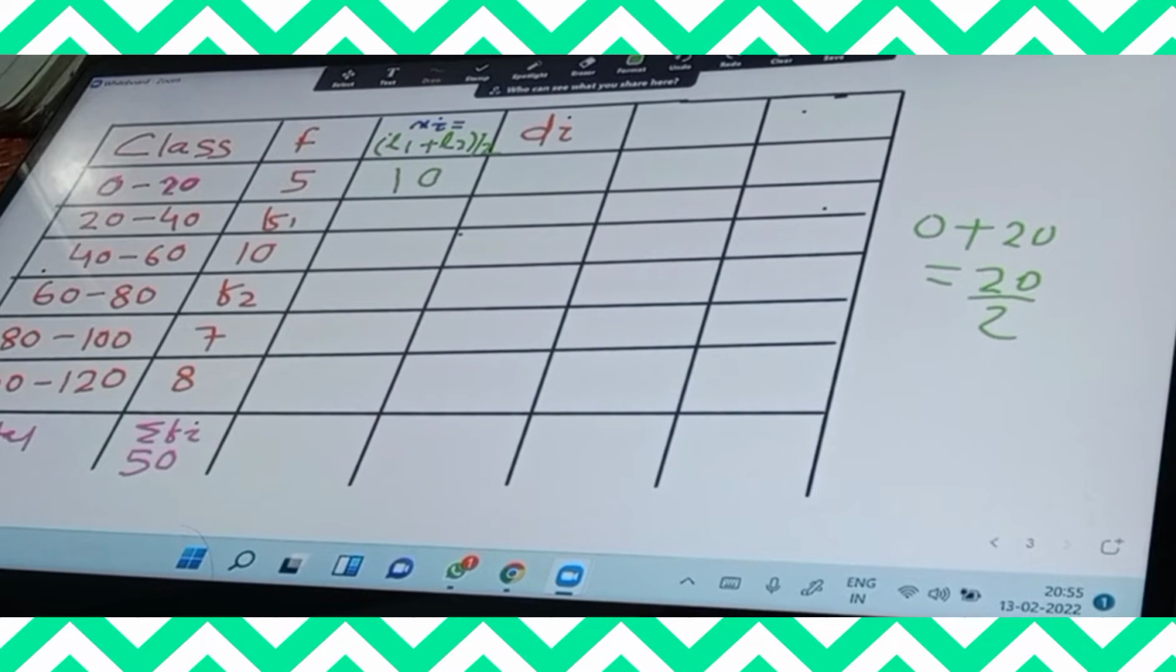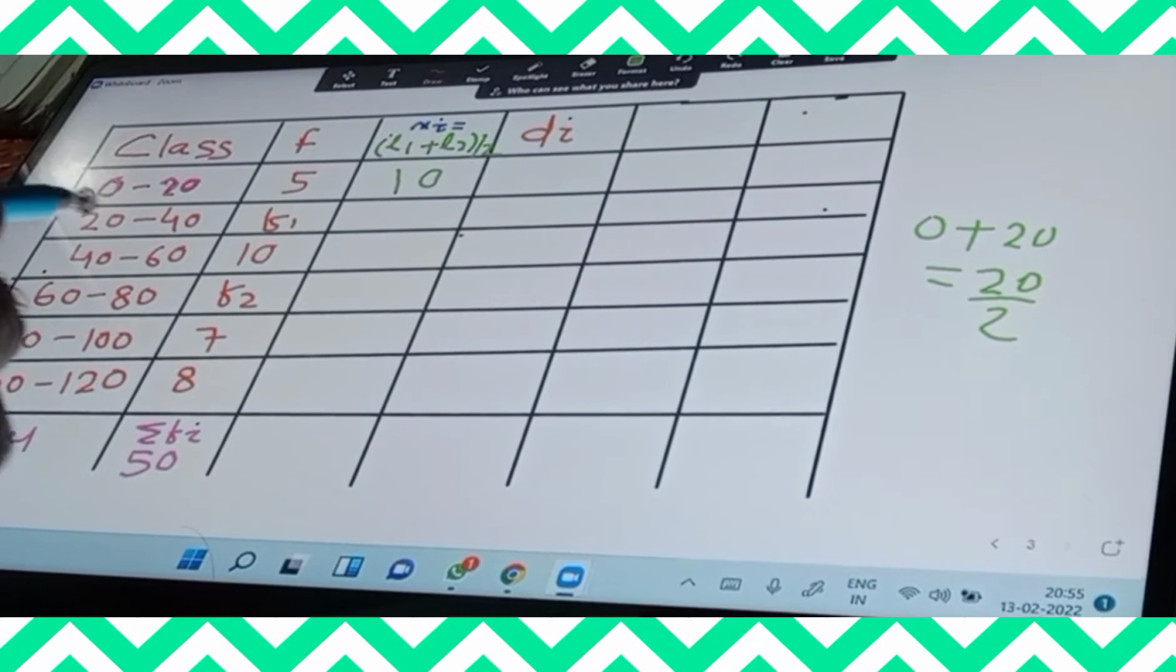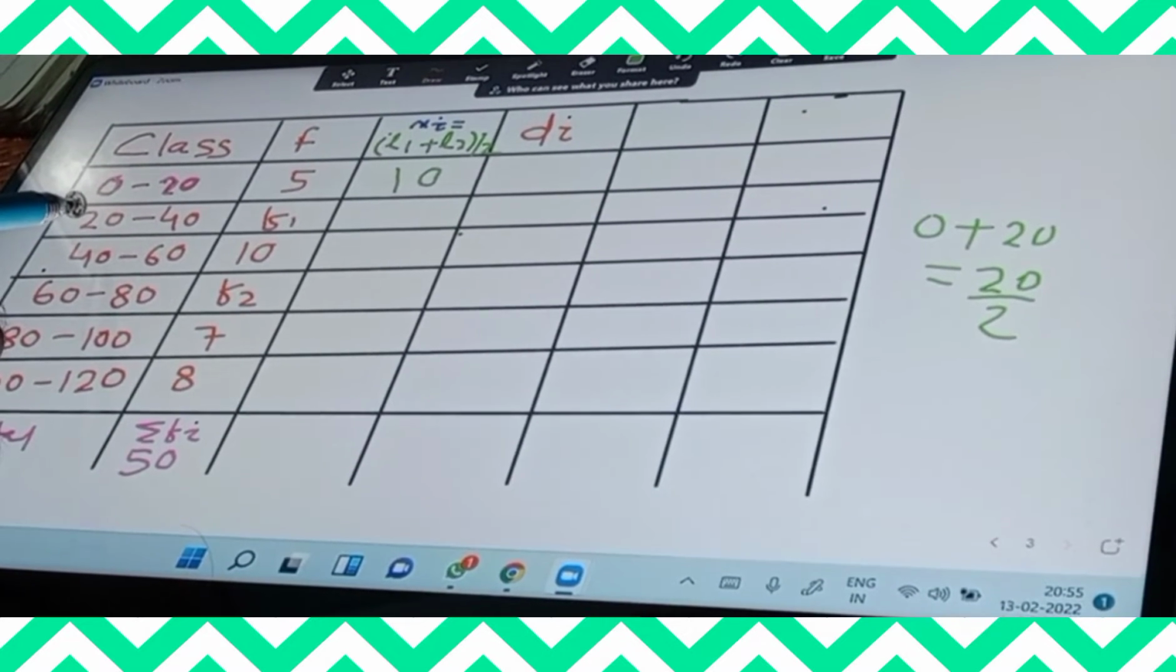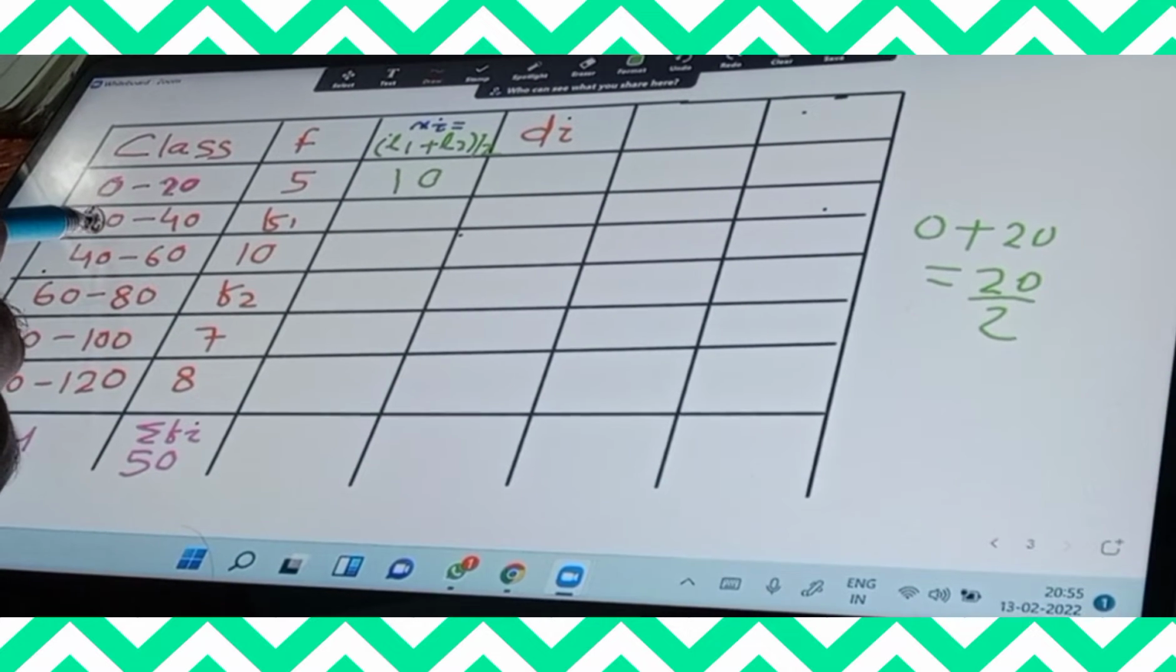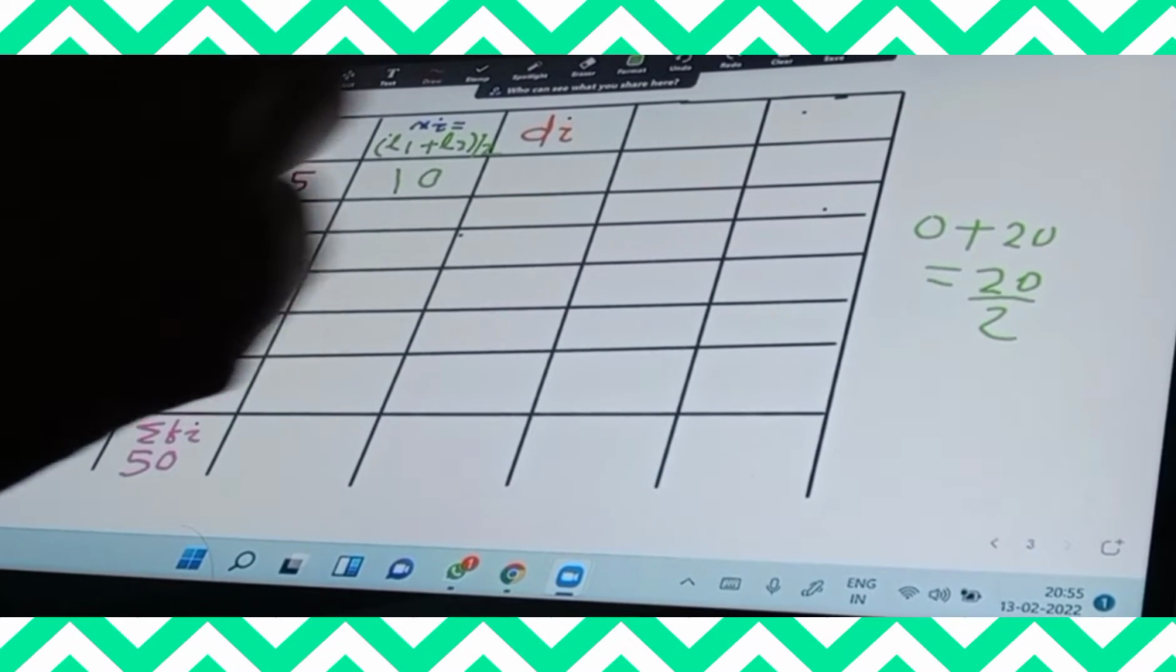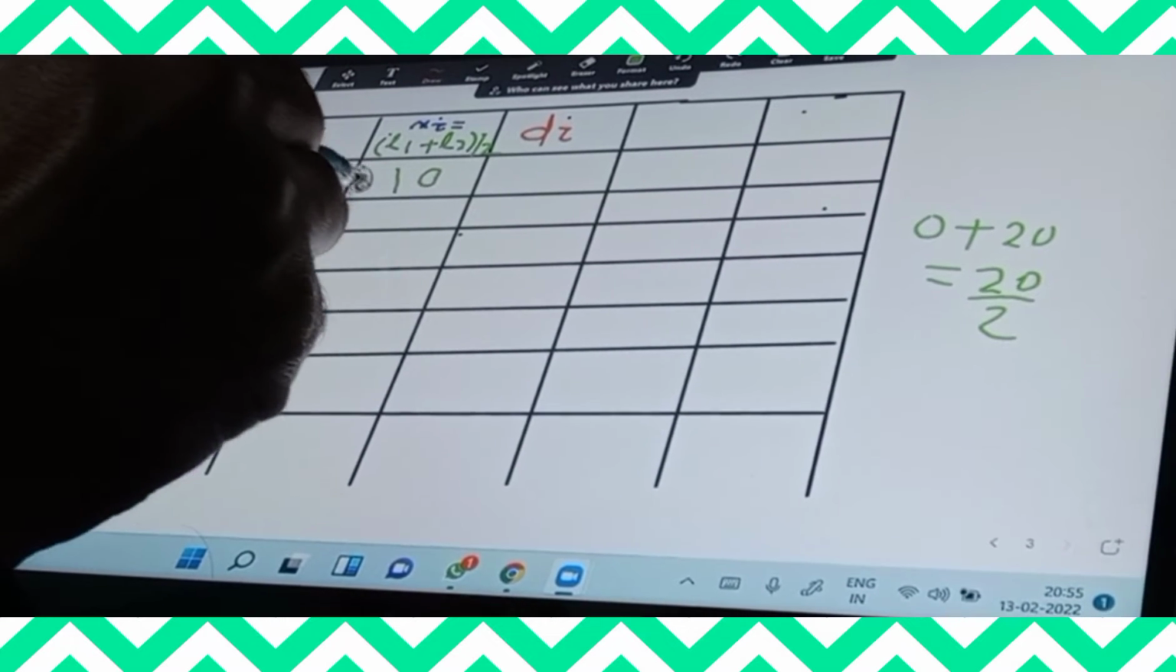Understand? A similar process: the class mark of the second class interval, L1 is 20 and L2 is 40, so L1 plus L2 by 2 is 20 plus 40 by 2, which is 60 by 2, that is 30.